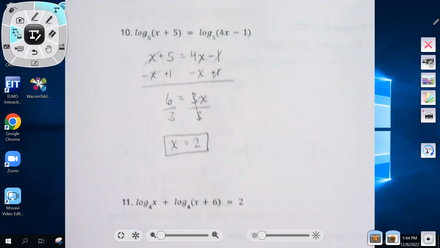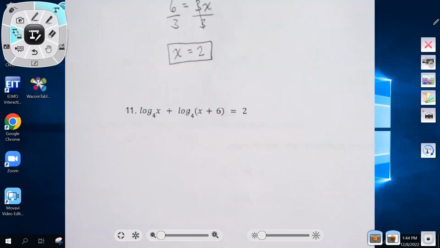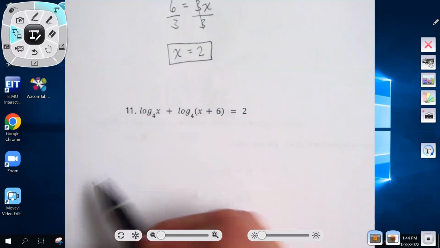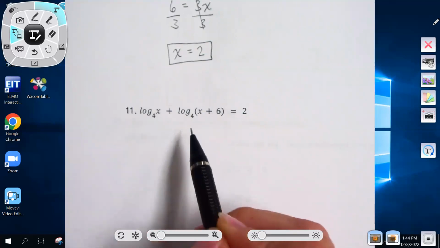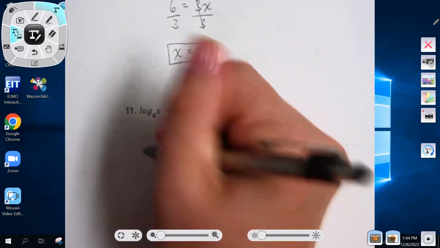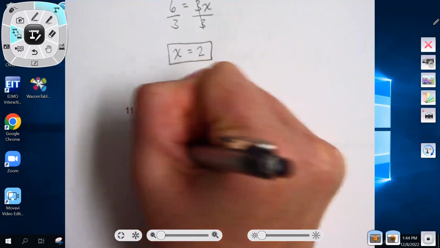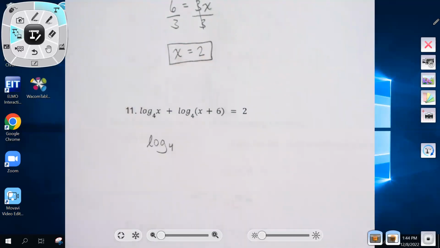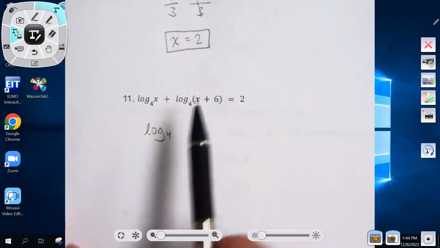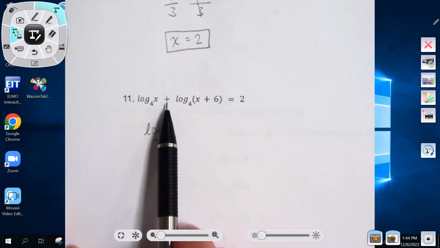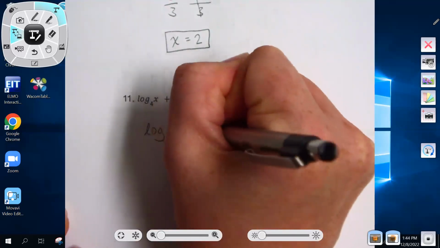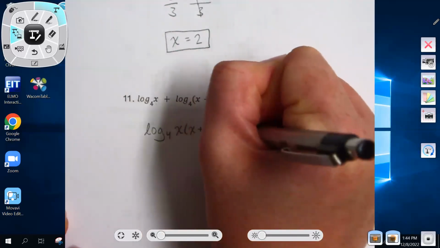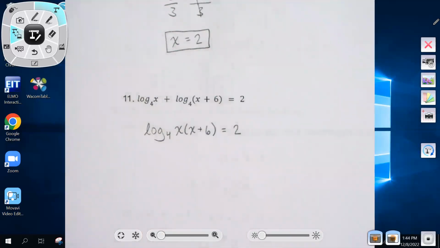Okay, number 11. We have 2 logarithms on the same side of the equal sign. If that happens, you need to combine those into one logarithm before you do anything else. So when we combine logarithms, the base stays the same. So it's still log base 4. And then since these logarithms are being added together, that means we multiply x times x plus 6. So we've got log base 4 of x times x plus 6 equals 2.